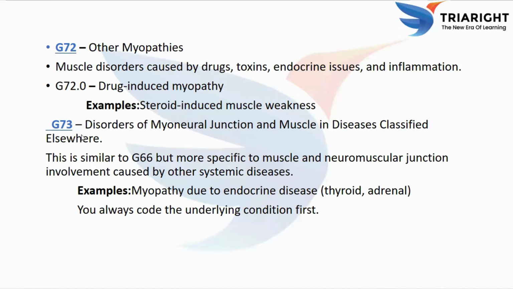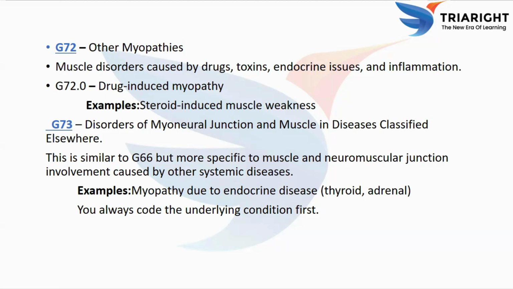So next, coming to G73. G73 describes the disorders of myoneural junction and muscle in diseases classified elsewhere. This category is used when another disease is responsible for the muscle or neuromuscular junction problem. So what is the meaning actually? It is a systemic disease that causes a problem of the muscle or nerve muscle junction. So muscle weakness is secondary to another medical condition.